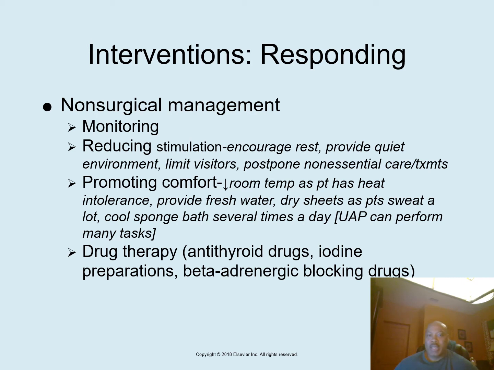As far as promoting comfort, we want to decrease the room temperature as the patient has heat intolerance, provide the patient with fresh water, dry sheets as these patients sweat a lot, and also provide a cool sponge bath several times a day. And of course the UAP, unlicensed assistive personnel, can perform many of these tasks. And of course, we talked about the drug therapy.